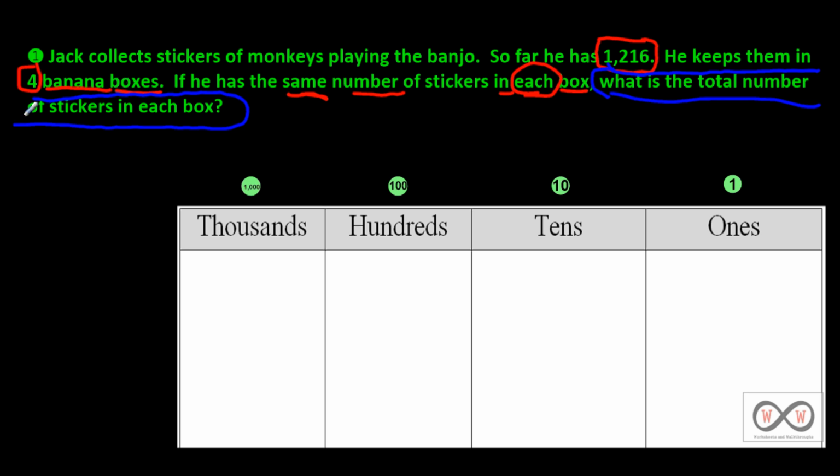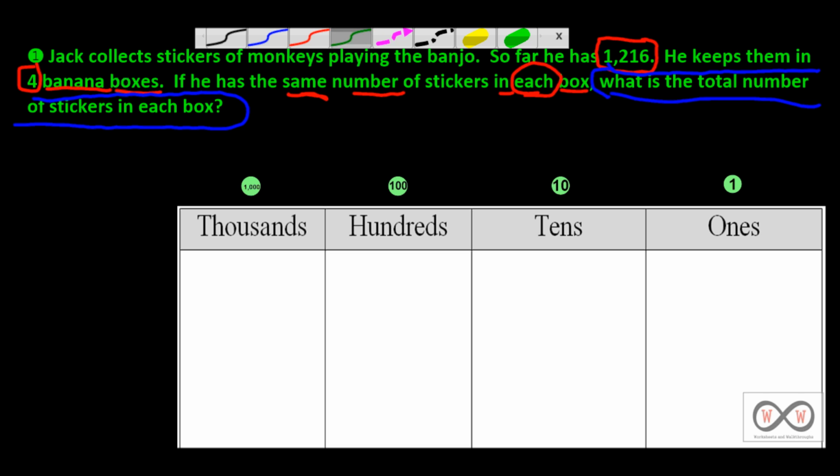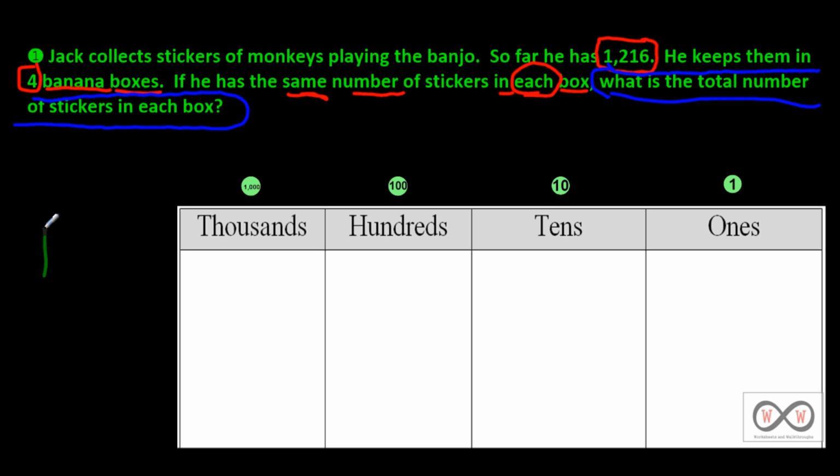We know a couple of different things here. We know the total number of stickers that Jack has, and he wants to share them equally or divide them equally and store them in 4 banana boxes. So if we were to set this up in the traditional way, you would say, okay, we know that we have a total of 1,216 stickers in 4 boxes.